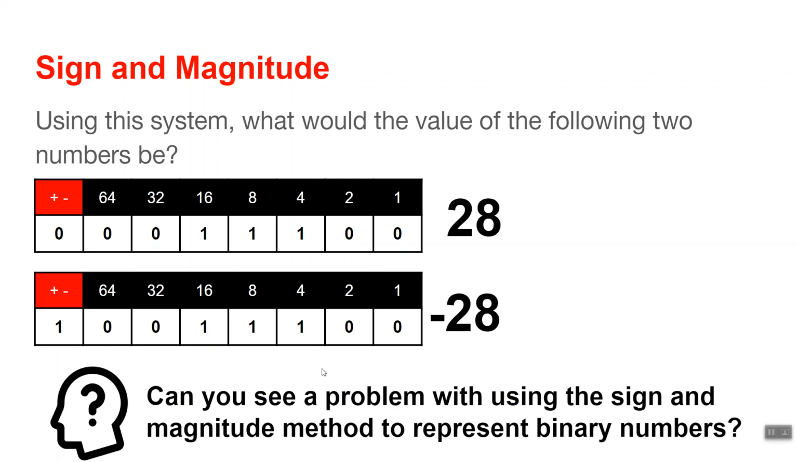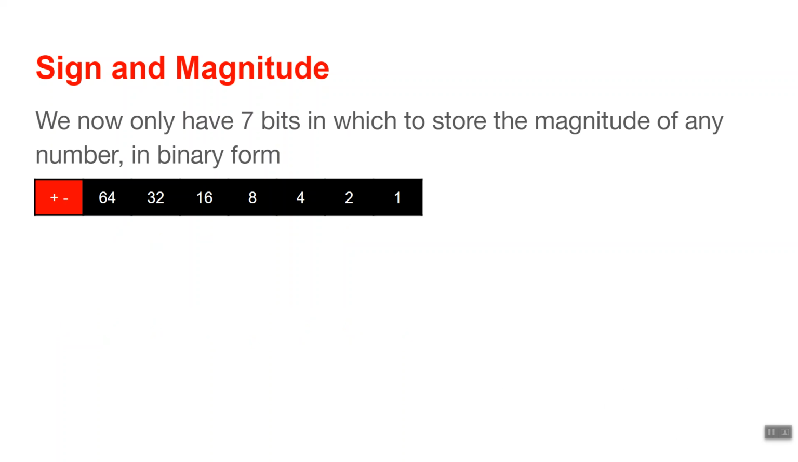Again, I'm going to ask you a little question. Using this method is lovely and simple, so there's an advantage, but can you see a problem with using sign and magnitude to represent binary numbers? And again, this is a good chance to pause and just have a little think. Looking at that system above at how sign and magnitude might work, can you see a possible problem? Well, let's have a look at the answer to that.